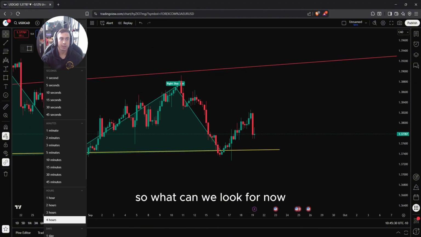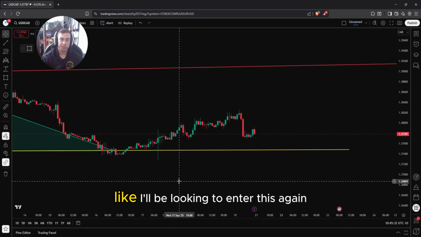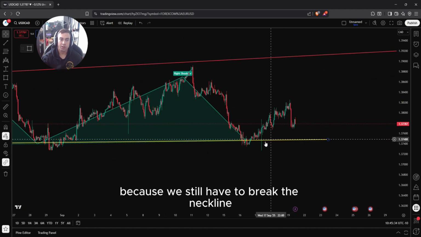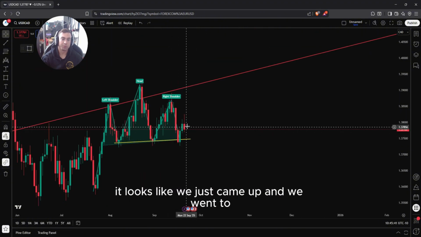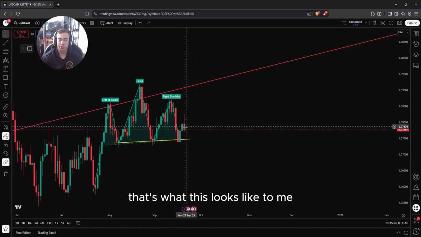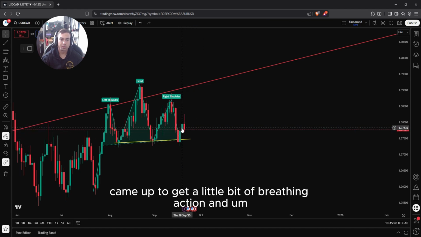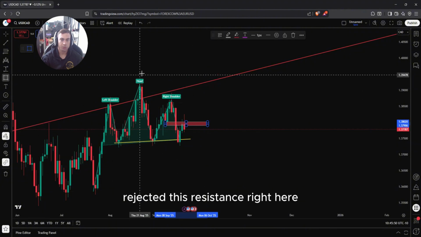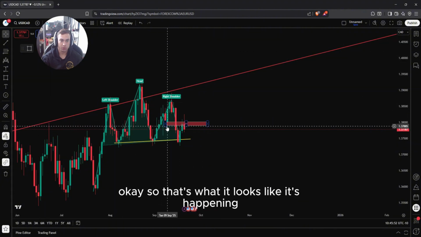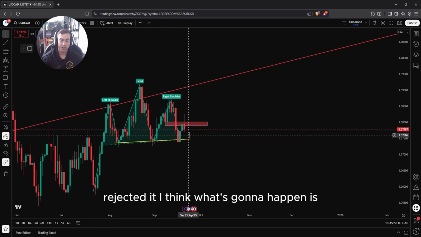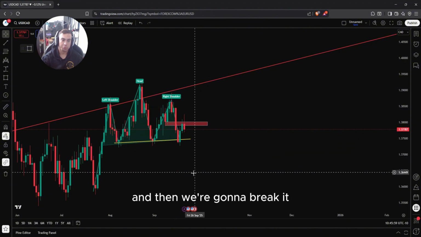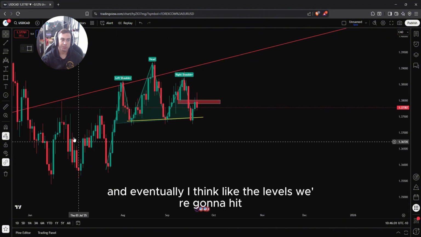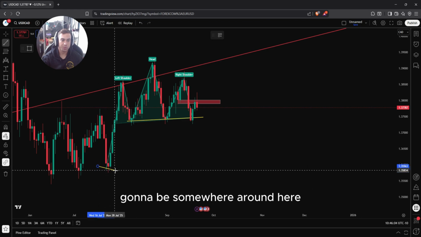So what can we look for now? I'll be looking to enter this again because we still have to break the neckline. If I go to the daily, it looks like we just came up and went to breathe a little bit last week. That's what this looks like to me. Came up to get a little bit of breathing action and rejected this resistance right here. So that's what it looks like is happening. Rejected it. I think what's going to happen is we'll come back down to the neckline, and then we're going to break it, retest it, and eventually I think the levels we're going to hit are going to be somewhere around here.